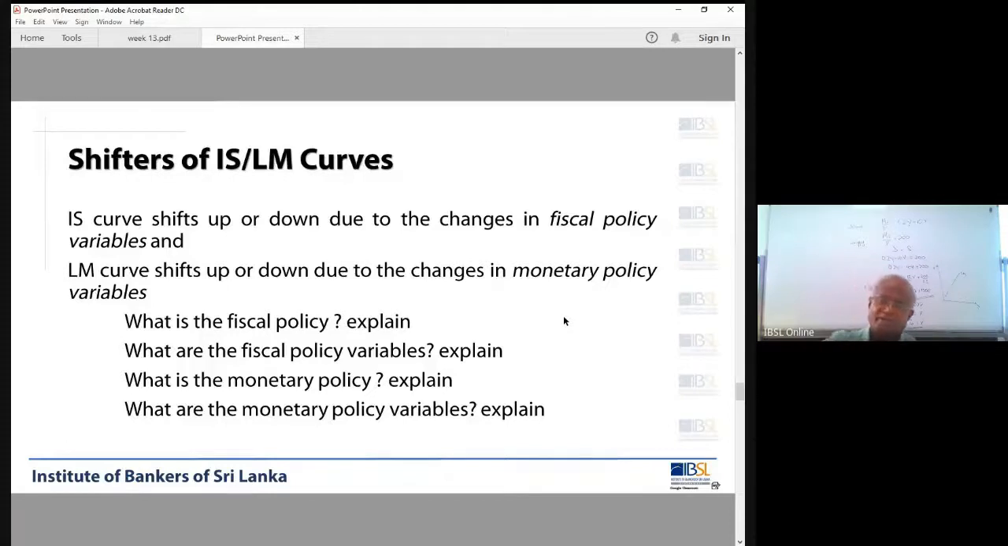When the IS curve shifts, from the initial equilibrium of income and interest rate, both GDP and the interest rate increase. Why does GDP increase? When you pay these people, demand increases.